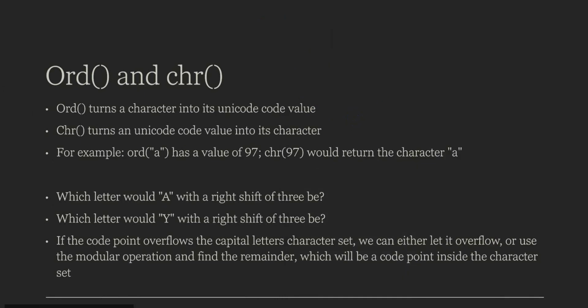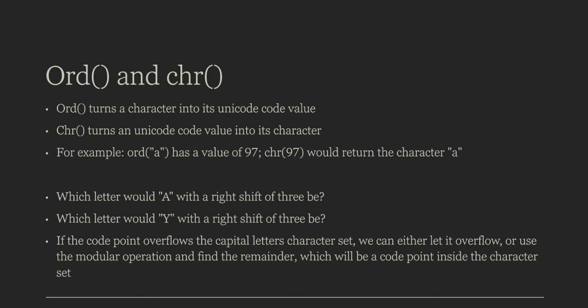And then after we looked at the example, we could think, what would the capital letter A with a right shift of 3 be? And which letter would capital letter Y with a right shift of 3 be? It would be easy to figure out because we could just do A and then count 3 more, so B, C, and D. And the capital letter A with a right shift of 3 would be capital letter D.